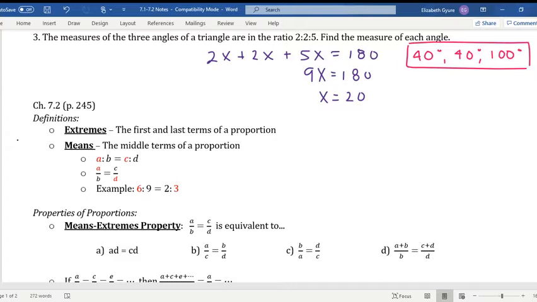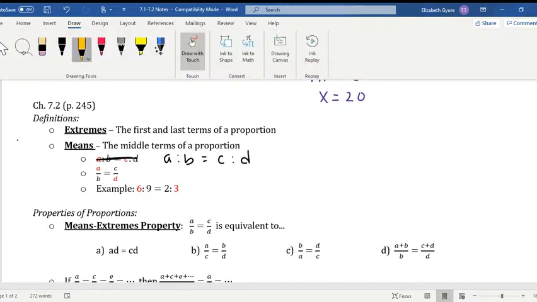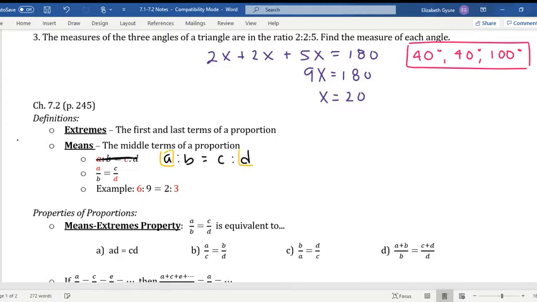So this should actually be, and you don't have to, obviously, if you printed this out in black, just re-highlight it. If you have A to B equals C to D, that's why I confused myself. The extremes are the first and the last terms of the proportion. So your extremes would be A and D.